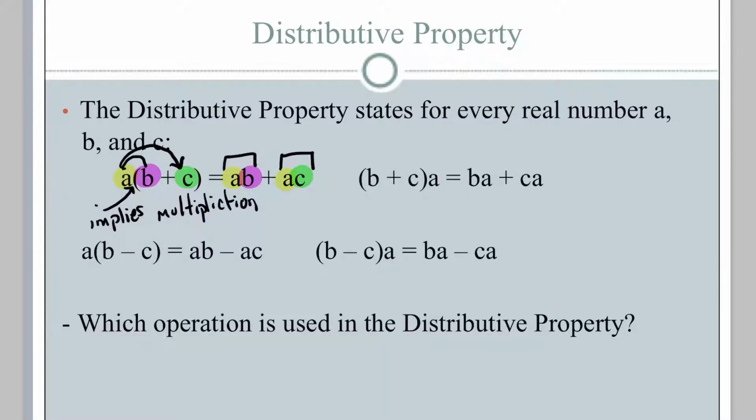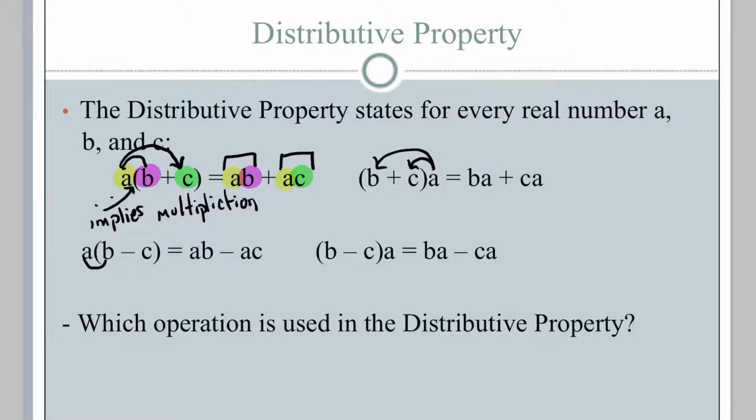So what it's saying is that, using the order of operations, we could either add B plus C and then multiply it by A, or we can multiply A times B, multiply A times C, and then add them, and we will get the same value. On this side, we're stating the same thing. It's just that it does not matter which side the A is listed on. It could be on either side, and it still maintains the same value whether we distribute from before the parentheses or after the parentheses.